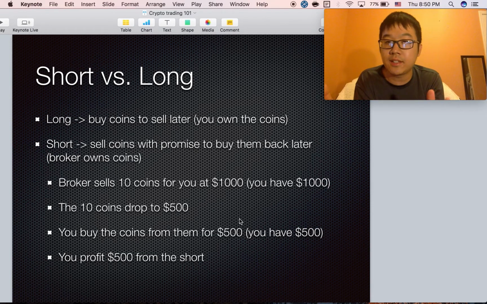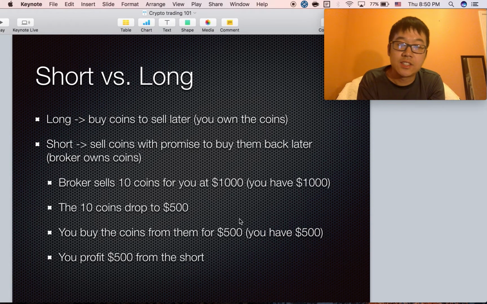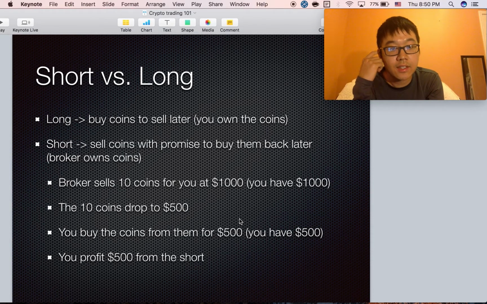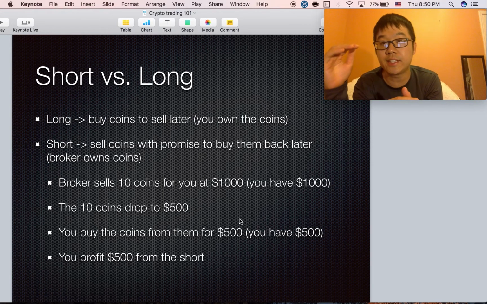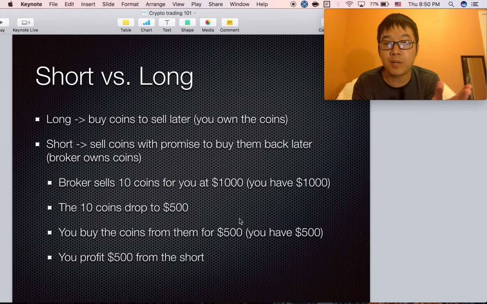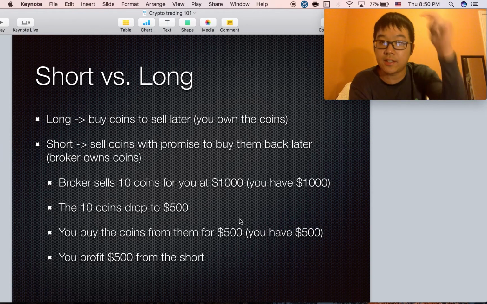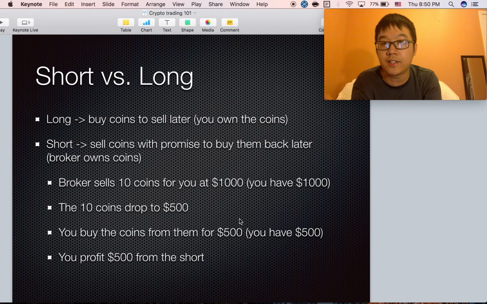So the best way to look at this is an example. The broker sells 10 coins for you at $1,000 each. So you have $1,000 now. But then the lot of 10 coins drops to $500. So you decide to buy the coins back from them for $500. And so now you take that $1,000 that you started out with from their sale, pay them back $500, and you profit $500. This is kind of how you benefit from markets that you think are going to fall down, or coins that you think are going to fall down in price.